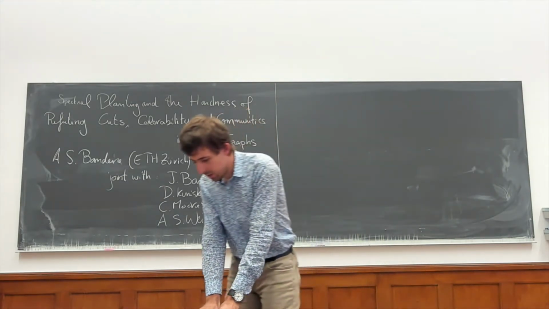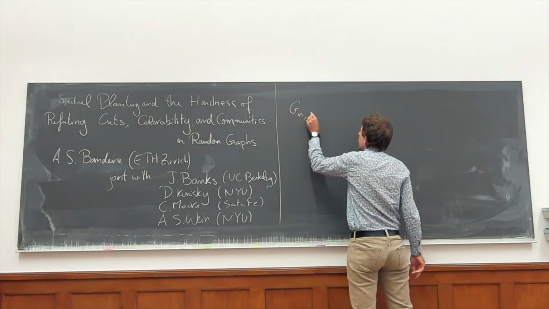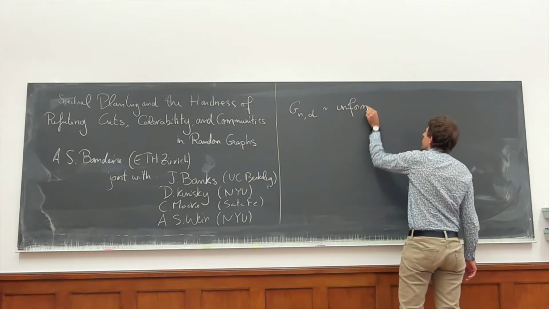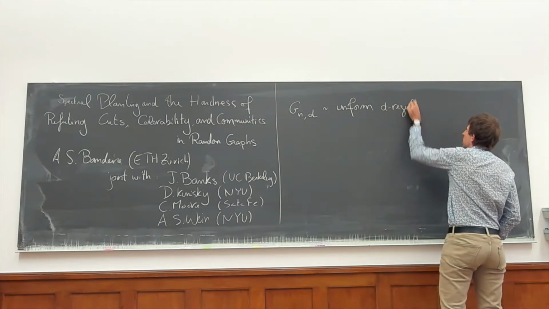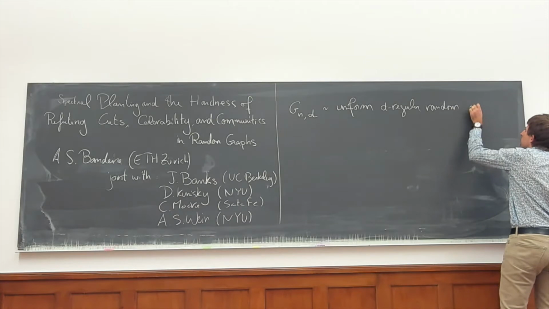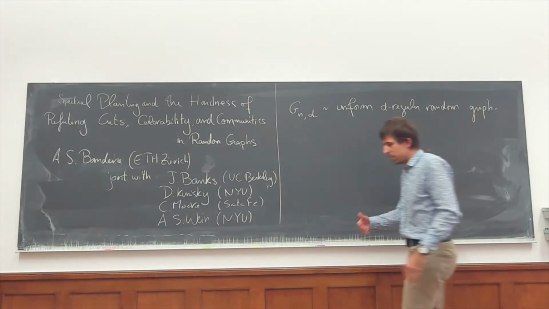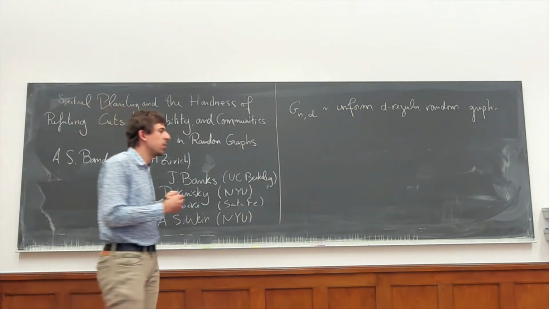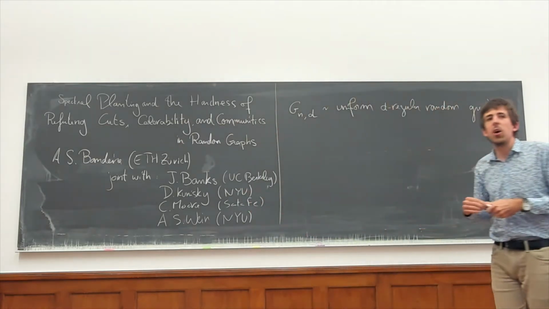So the object that we're going to study is a uniform d-regular random graph. And we're going to want to understand the computational hardness or efficiency of algorithms that handle colorings and cuts and things of this type. So what is a coloring of the graph?